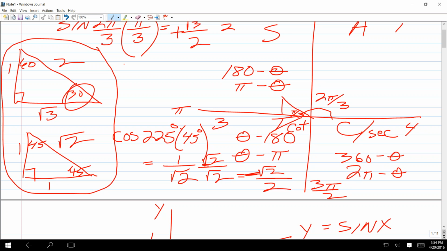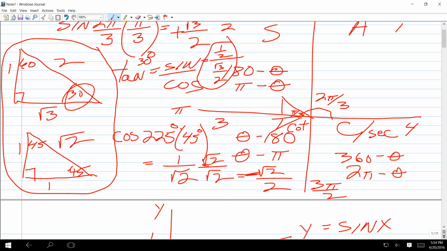In other words, I do know that tangent is equal, that's an identity, sine over cosine. So if I said, what's the tangent of 30 degrees? Well, sine of 30 degrees is 1/2, cosine of 30 degrees is square root of 3 over 2. Well, now when I simplify that, I get 1 over square root of 3.